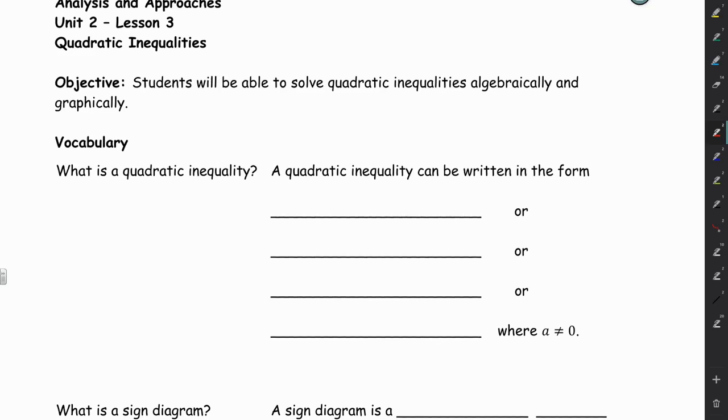Hi everyone, in this video we're going to be looking at quadratic inequalities. So first of all, what is a quadratic inequality? A quadratic inequality can be written in the form, and let's write them all down. So if we have a quadratic in standard form, it can be greater than or equal to 0, greater than 0, less than or equal to 0, or less than 0, where a does not equal 0.